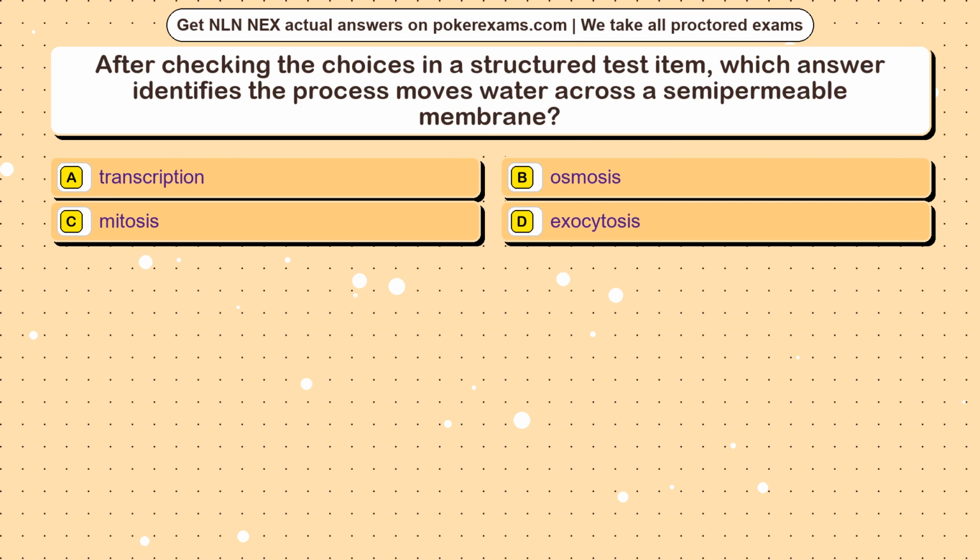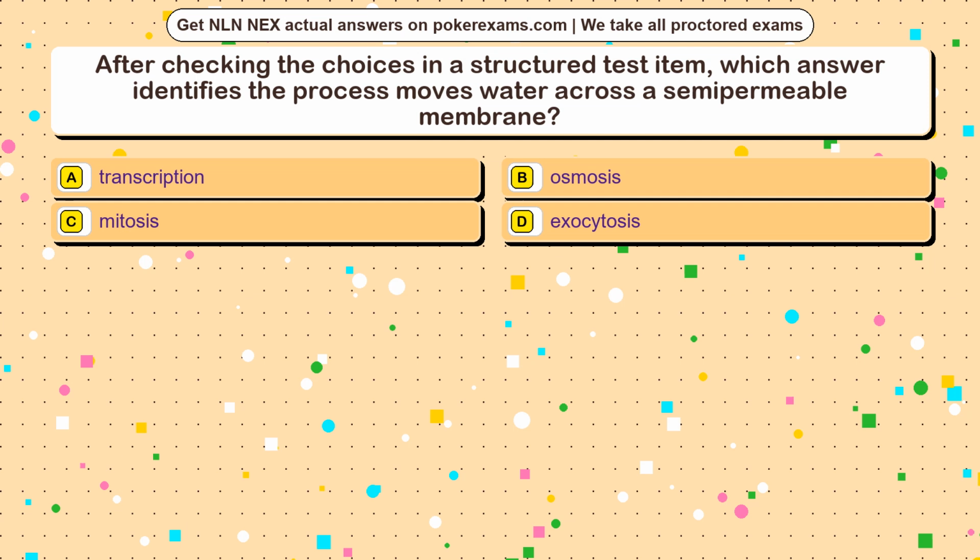Question 3. After checking the choices in a structured test item, which answer identifies the process that moves water across a semi-permeable membrane? Option A, transcription. Option B, osmosis. Option C, mitosis. Option D, exocytosis.